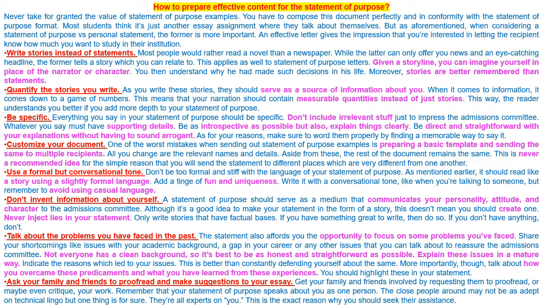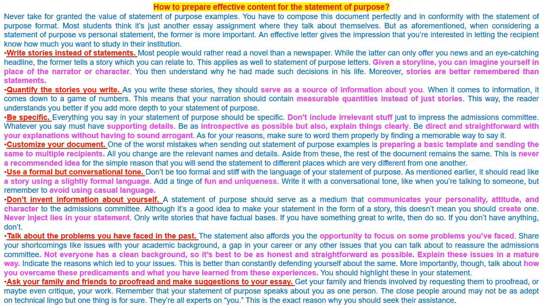Given a storyline, you can imagine yourself in place of the narrator or character. You then understand why he had made such decisions in his life. Moreover, stories are better remembered than statements. Quantify the stories you write. As you write these stories, they should serve as a source of information about you.